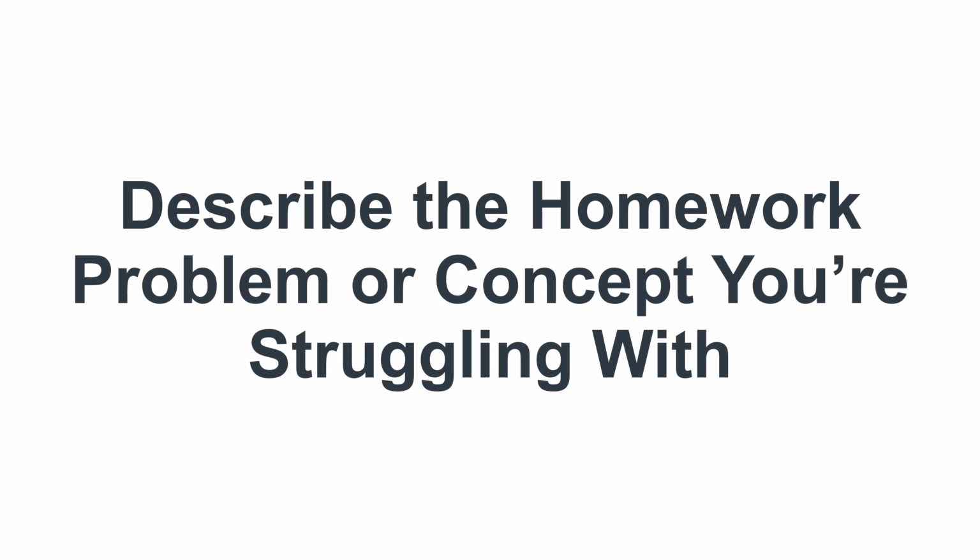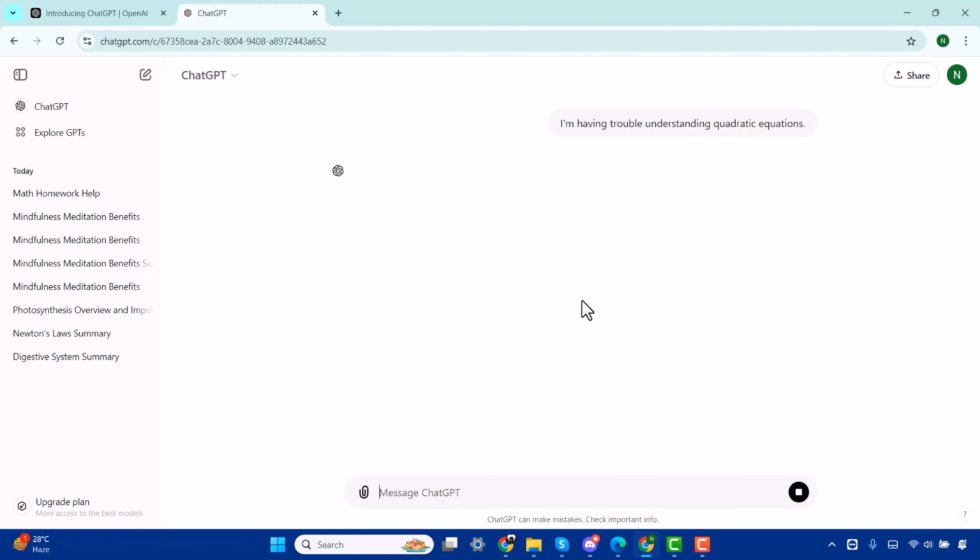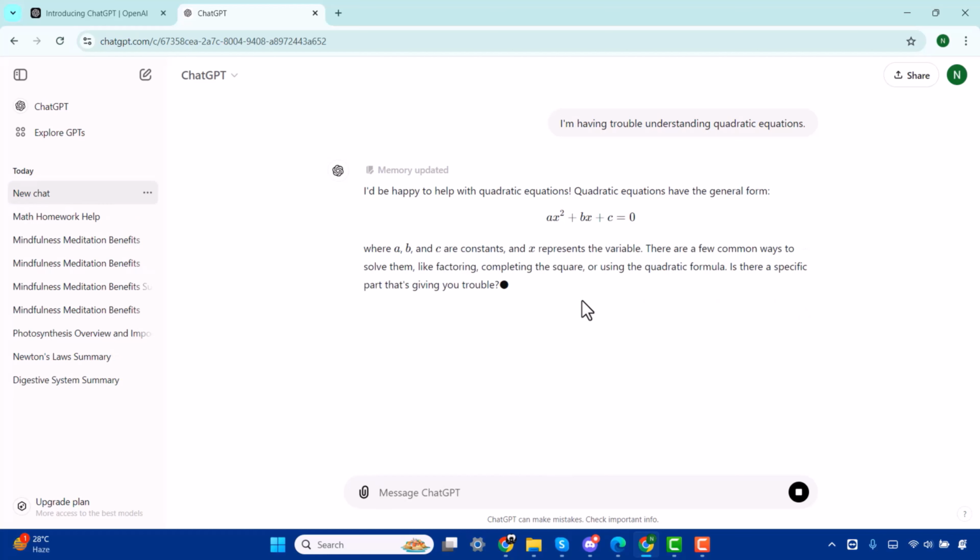Number 2. Describe the homework problem or concept you are struggling with. Example: I'm having trouble understanding quadratic equations. Here you have to clearly describe the part of your homework you are struggling with, so ChatGPT can focus on the right area.